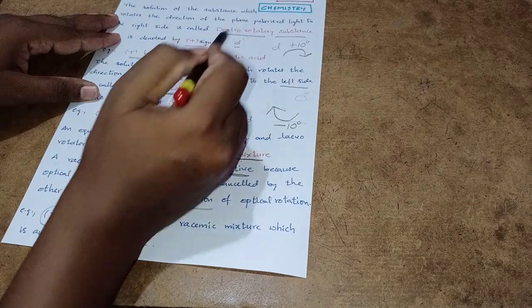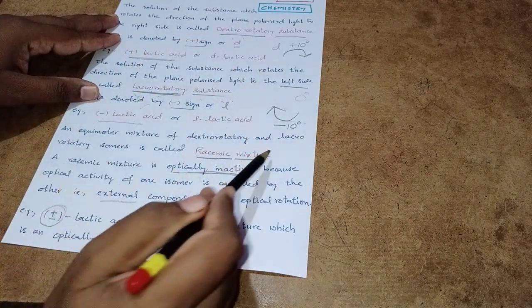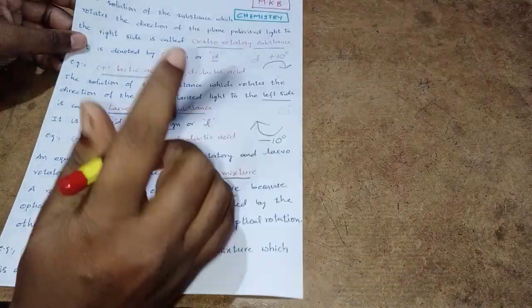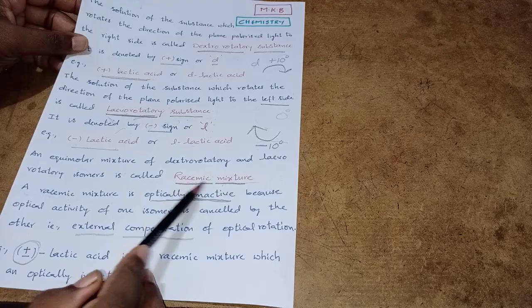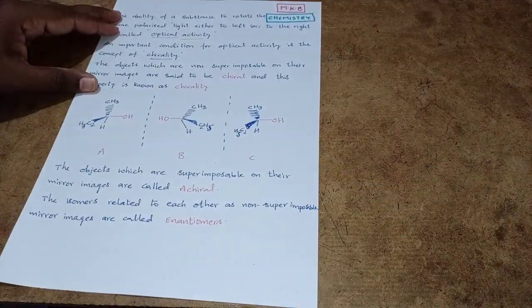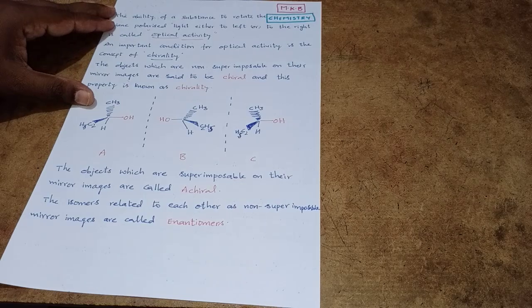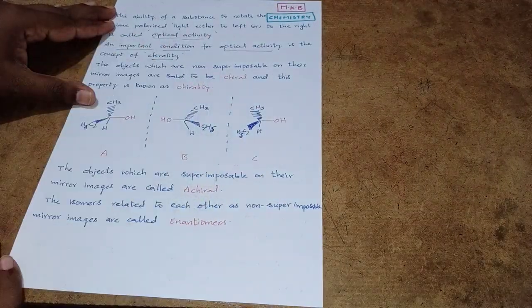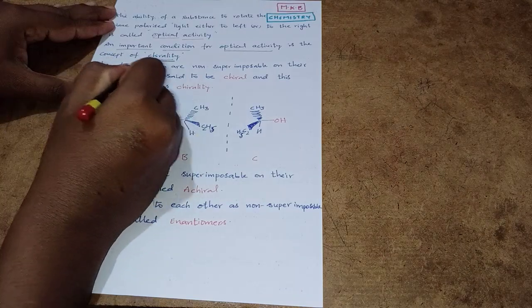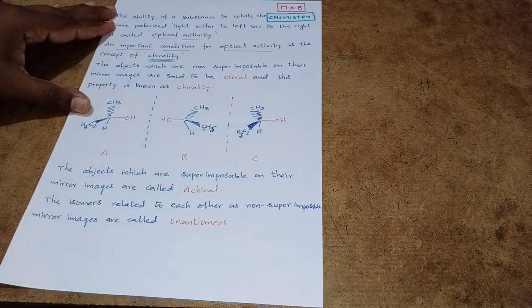So dextrorotatory, levorotatory and racemic mixture. Dextrorotatory is optically active, levorotatory is optically active, but a racemic mixture is optically inactive. Now, what is the important condition for optical activity? An important condition for optical activity is chirality, the concept of chirality.